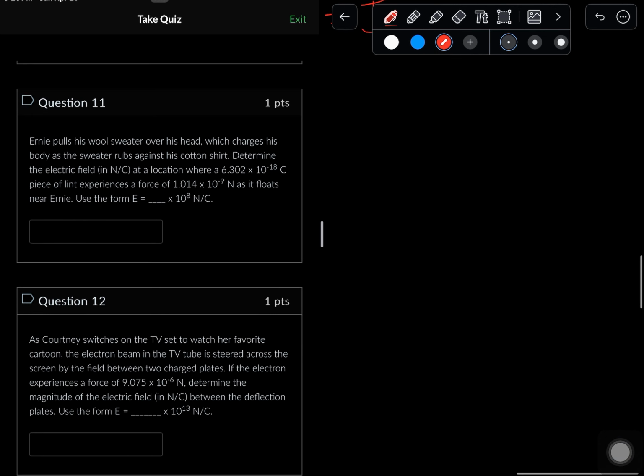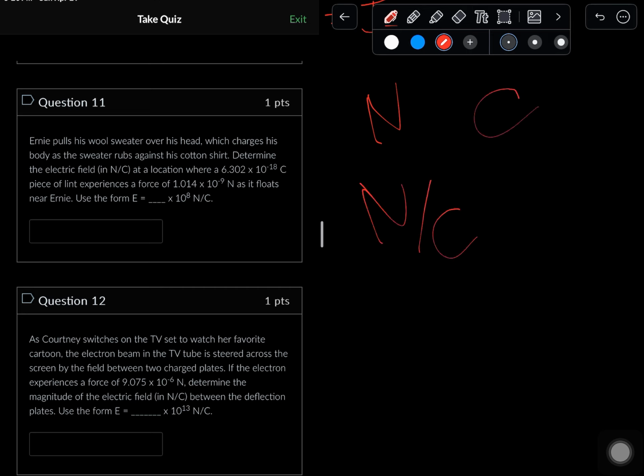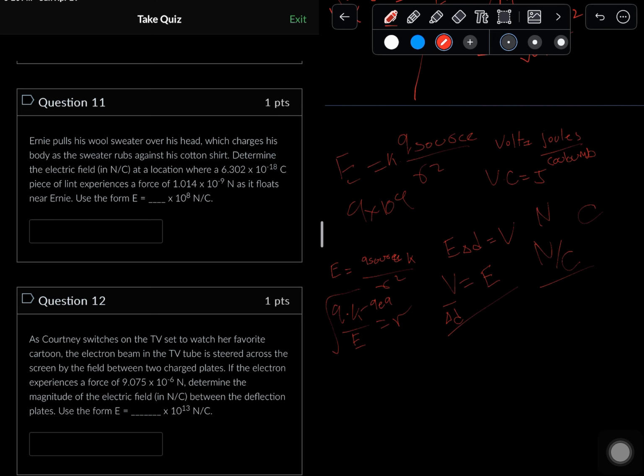Now question 11 states that Ernie pulls his wool sweater over his head and it gets a certain charge, and a piece of lint experiences a certain force. You're given the force value and the charge value. In order to find the electric field strength, you would take force divided by charge. Just look at the units most of the time. The units can give you the answer. So take the lint's force divided by the charge of the lint, and you get the electric field strength.